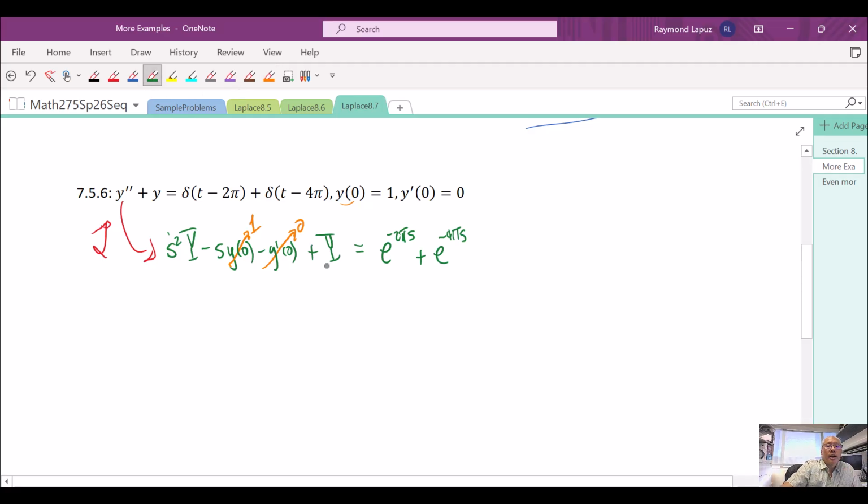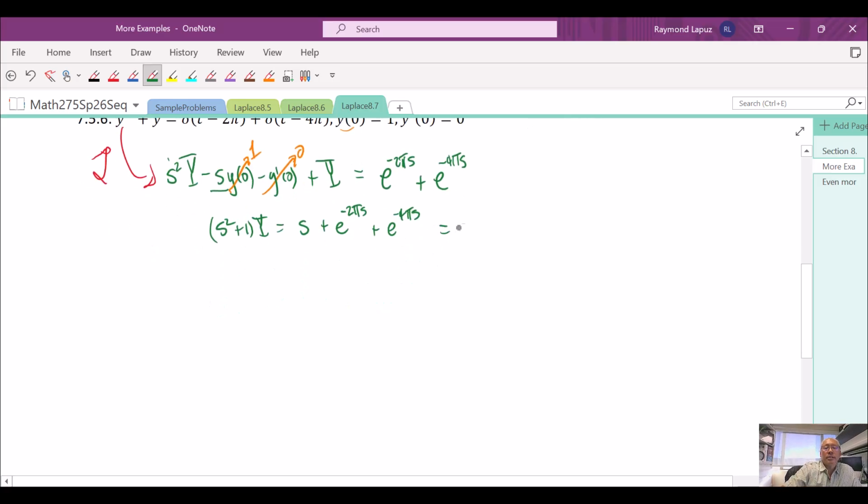Let's go ahead and factor out a y, s squared plus 1 times y. And then let's bring this s times 1 to the other side. So that's negative, which becomes a positive s here. And then plus our two exponential functions, which will result in a couple of shifts in the real world when we go back. So all this will have a y equals to, this is an s over s squared plus 1.